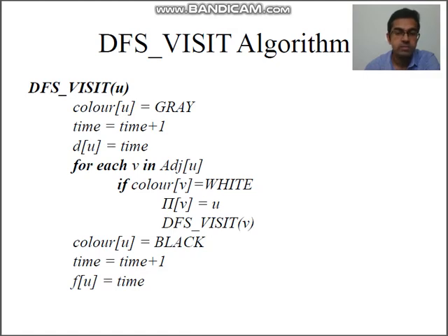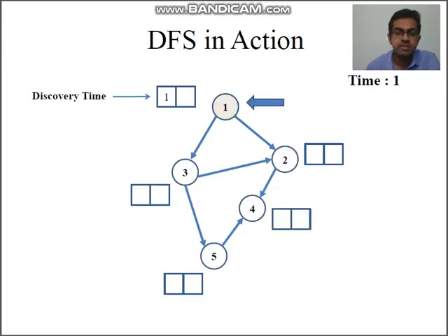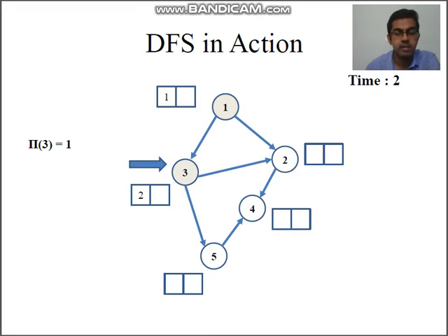The color of U is set to black, and its finishing time is set to the value of the current time counter. Now let's take an example. Let's assume that our algorithm starts processing the graph from node 1. The node is colored gray, and its discovery time is updated in the first box which is next to the node. Node 1 has two neighbors, 2 and 3. Let's assume that our algorithm picks node 3 for processing first. Node 3 is colored gray, its discovery time is updated as 2, and the DFS tree is updated to indicate that the predecessor of 3 is 1.